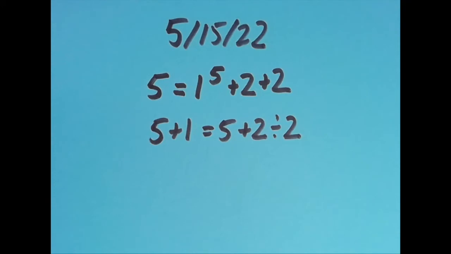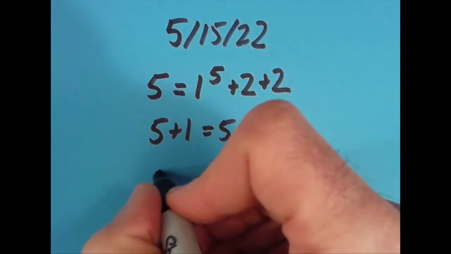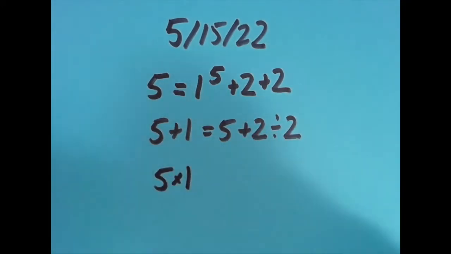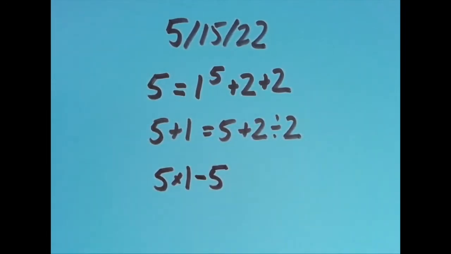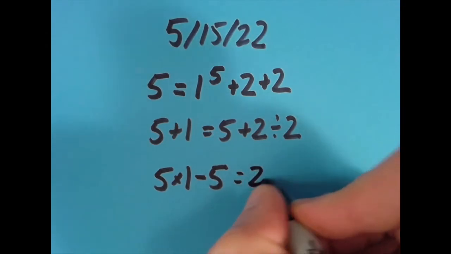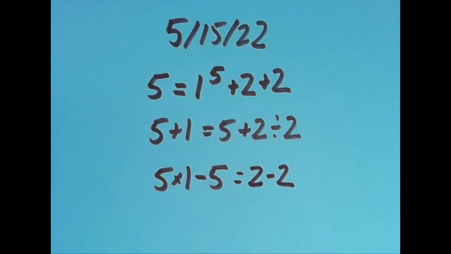I then tried again with the equal sign over one more spot. And I came up with 5 times 1 minus 5, so that's just going to be 0, equals 2 minus 2, also 0. And then I did it one more time with the equal sign in the final position.